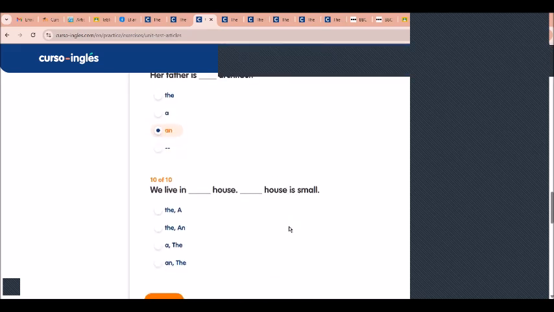Dalia, number 10. We live in the house. When we introduce the information for the first time, it is general. When you give more info, it is specific. So we live in a house. The house is small. There you go. All right.